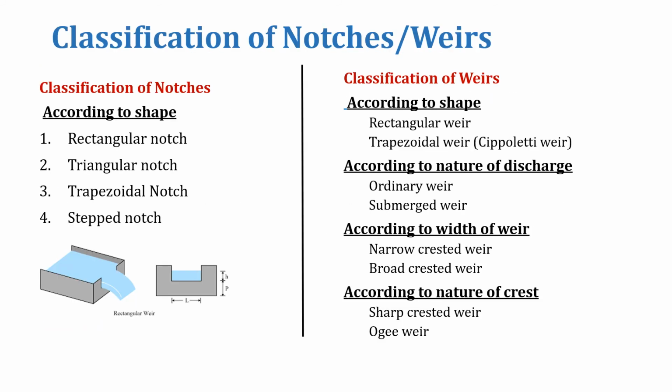Let's see the classification of notches and weirs. Based on shape, a notch can be classified into four: rectangular notch, triangular notch, trapezoidal notch, and step notch. We are going to see the discharge measurement through each of them. Then classification of weirs, based on shape, can be a rectangular weir or trapezoidal weir. Then based on the nature of discharge, is it ordinary or submerged? Based on the width of the weir, narrow crested or broad crested, and according to the nature of crest, sharp crested weir or ogee weir.